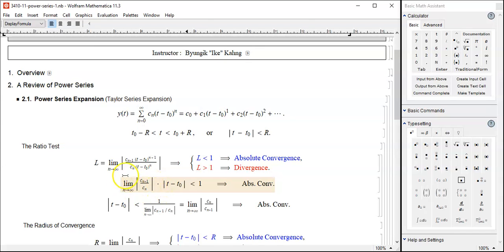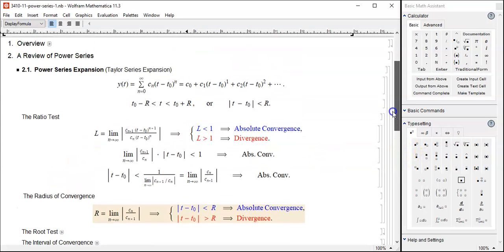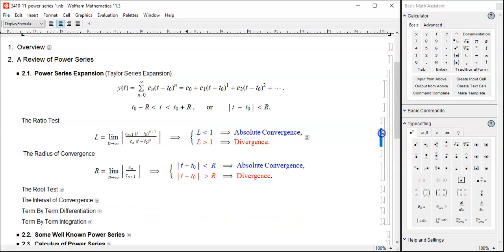And then flip over this limit to the other side, and consequently we get this limit of the reciprocal. So if t minus t0 in absolute value is less than this limit of this ratio, then we have to have absolute convergence. So this limit is going to be my radius of convergence. So the conclusion: the distance is less than capital R, this radius of convergence, then we have absolute convergence. Greater than R, then we have divergence. Now equal to R, in that case, the ratio test is inconclusive.